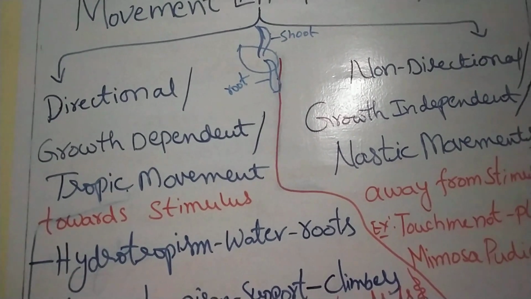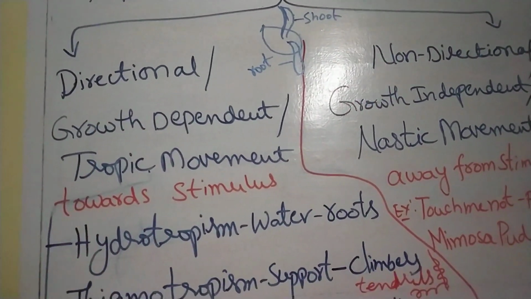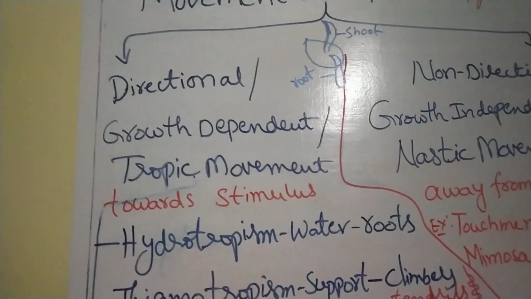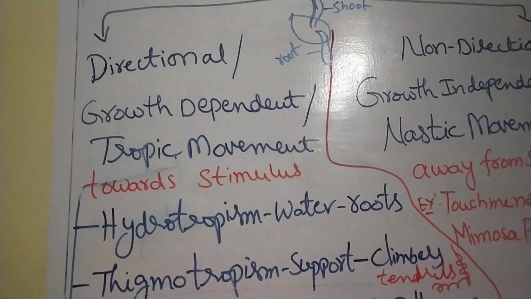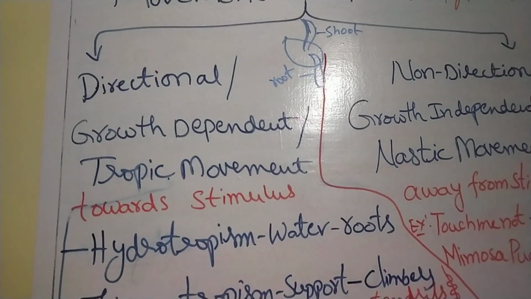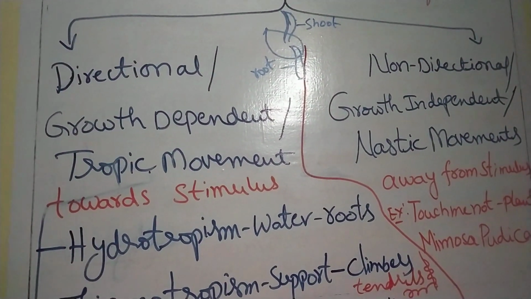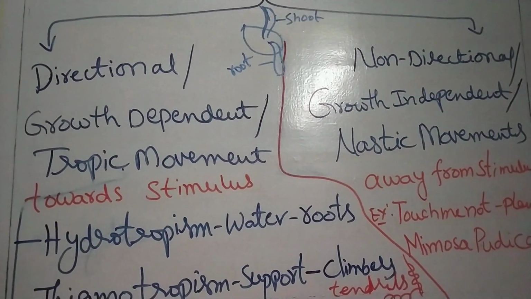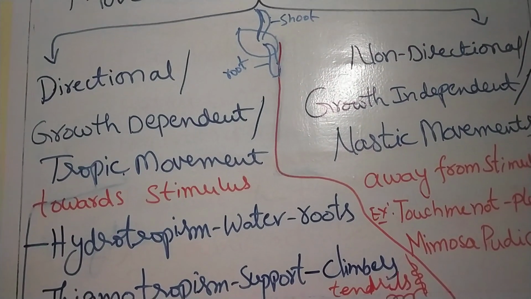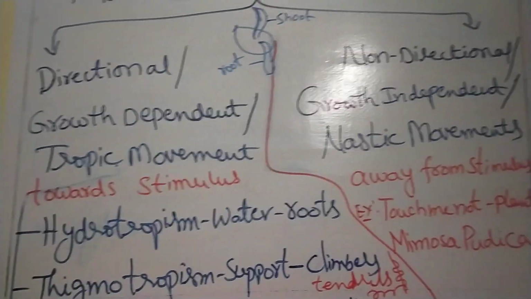The movement of the plant toward the stimulus is called directional movement. They are moving toward the stimulus; there is a direction. These directional movements are useful for the growth of the plant. That's why they are called growth dependent movements and also tropic movements.